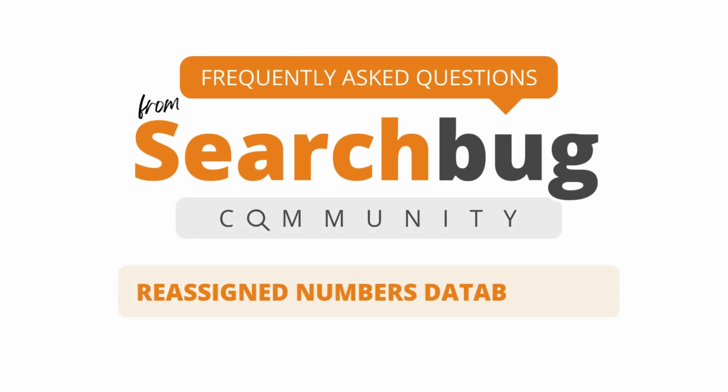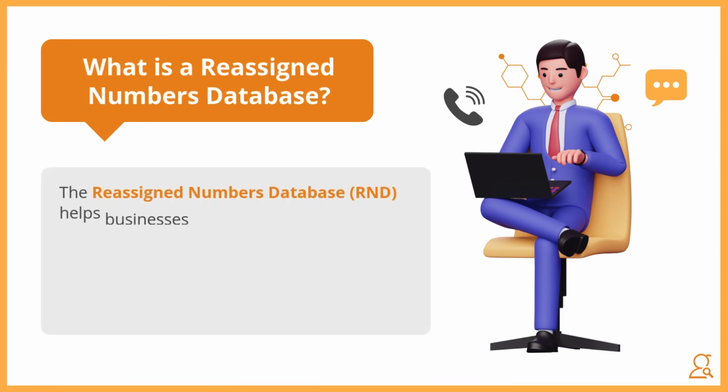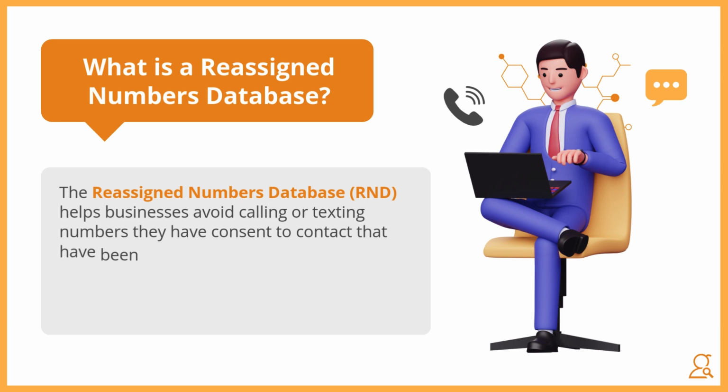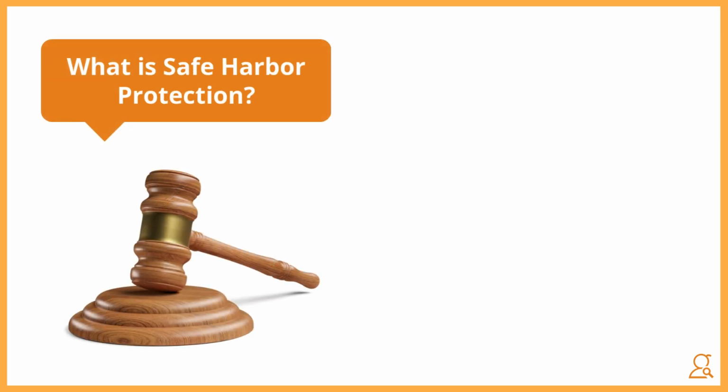Reassigned Numbers Database API. What is a Reassigned Numbers Database? The Reassigned Numbers Database, or RND, helps businesses avoid calling or texting numbers they have consent to contact that have been reassigned. It also offers safe harbor protection under TCPA, shielding businesses from penalties if they accidentally contact a reassigned number. What is safe harbor protection?